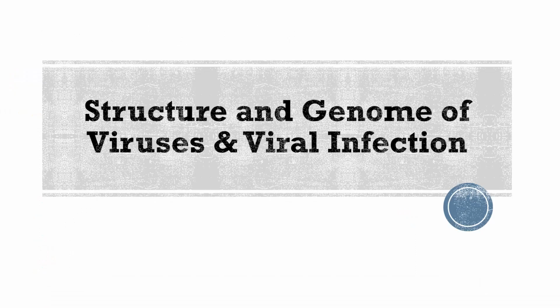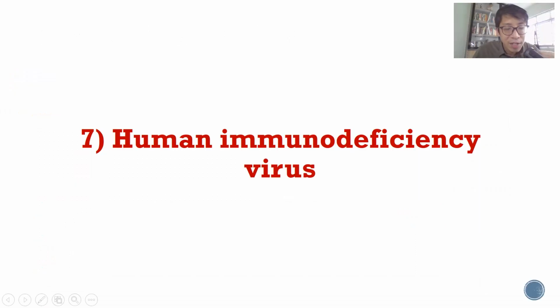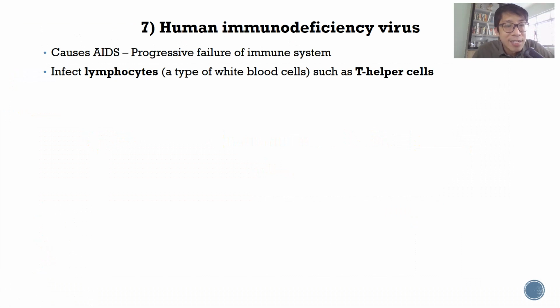Okay, we'll be looking at HIV, right? The virus that causes AIDS. AIDS is a disease with a progressive failure of the immune system because the HIV infects a type of immune cells known as the T helper cells. T helper cells are lymphocytes or white blood cells.